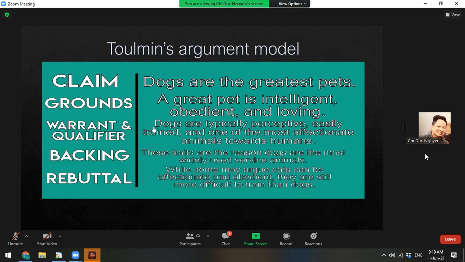So by and large, warrant is going to be some kind of underlining assumption that we need to have in order to connect the ground back to the claim. Sometimes we do need to have some kind of warrant, and sometimes it can be stated implicitly. Okay, and rebuttal, what is this?